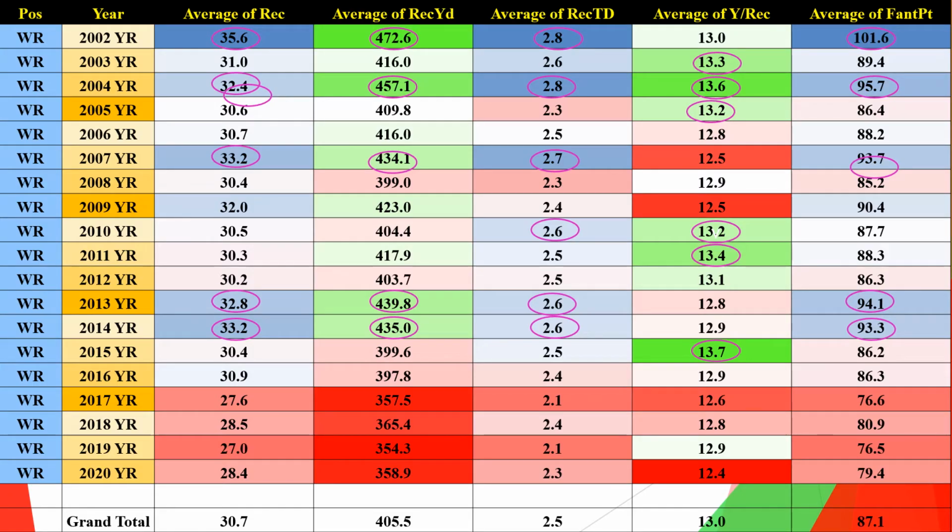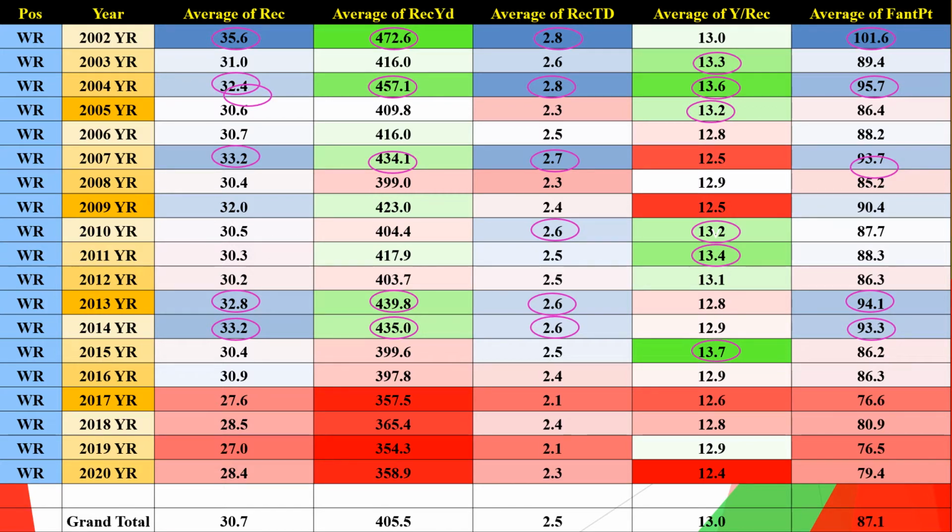The key metrics that I like to look at are average receptions, reception yards average, reception touchdowns, yards per reception, and the fantasy points. And we're looking at all wide receivers from 2002 to 2020. Was that 18 years? I forget how many years that is.